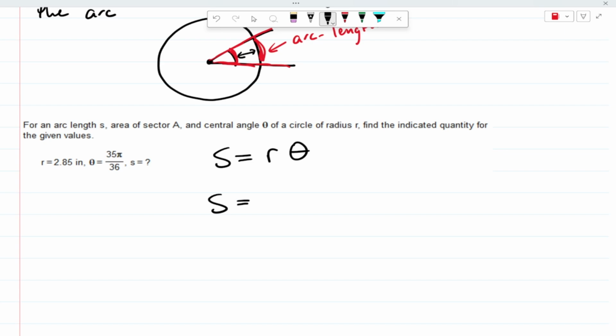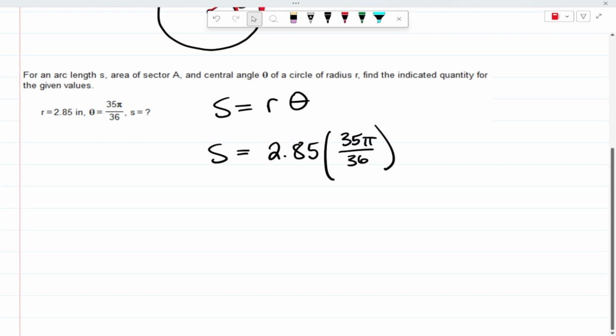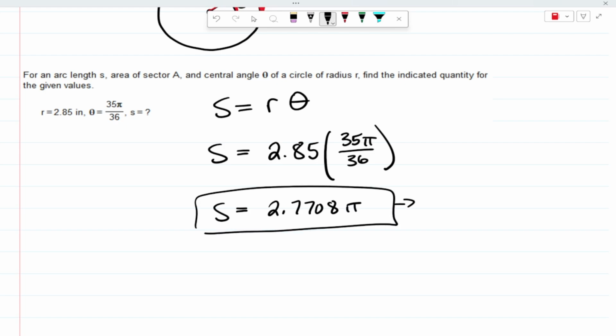So S is going to equal 2.85 times 35 pi over 36. And then whenever we do this, we're just going to go ahead and simplify as far as we can. So the exact answer is going to be 2.7708 pi. So this is our exact answer.